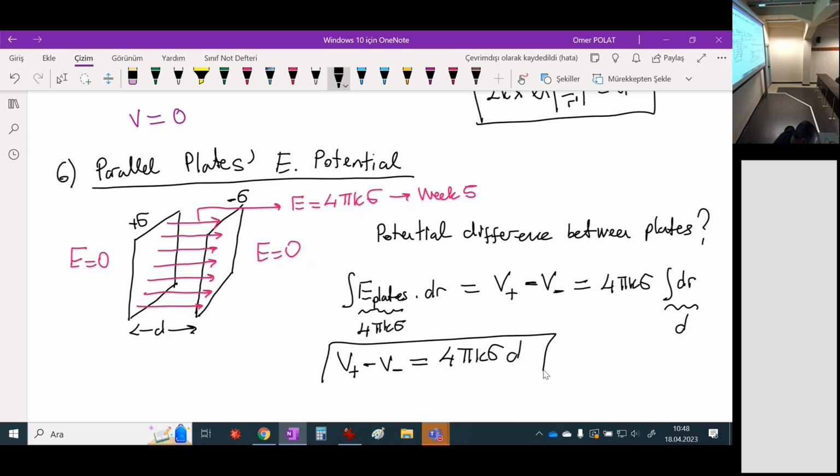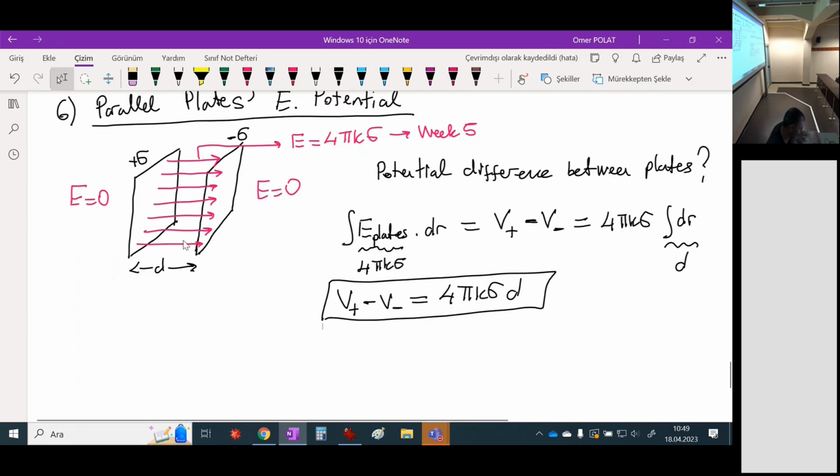Yes. Here is the potential difference. It's a very simple equation. Sigma is the charge density, d is the plate separation, k is the Coulomb constant. Let's give an example. If I have a charge density between the plates, sigma is, let's say, 3 microcoulomb per meter square. The charge on either plate, 3 microcoulomb, is distributed over a meter square area.